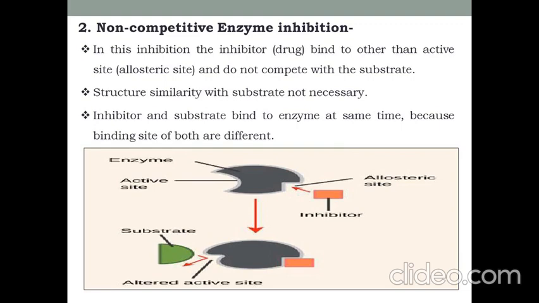Next, inhibitor and substrate bind to the enzyme at the same time because the binding sites of both are different. Inhibitor और substrate एक time पर ही enzyme से bind कर सकते हैं because both have different sites. In this diagram, the inhibitor drug binds to the allosteric site and the active site is for the substrate. So both substrate and inhibitor bind to the enzyme at the same time.